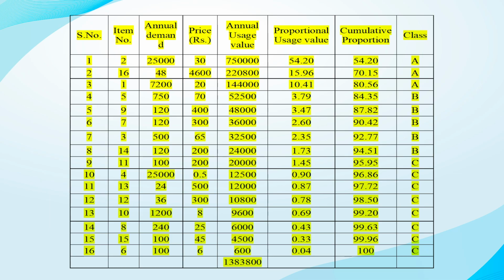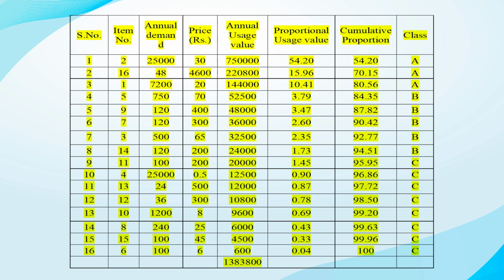Proportional usage value and cumulative proportion are now well defined for you. The proportional usage value is that particular annual usage value divided by the cumulative value. If you want to do that for item number 2, it comes to 7,50,000 divided by 1383800, which is 54.20.